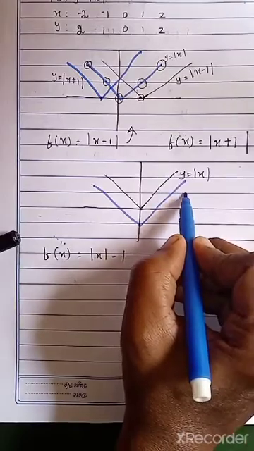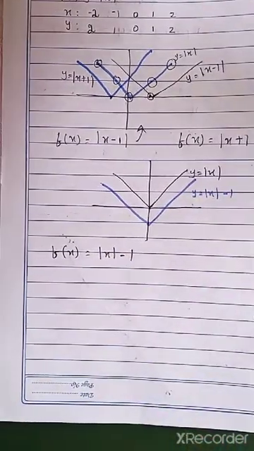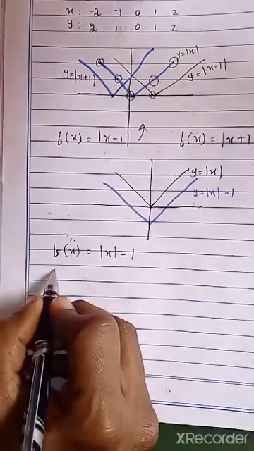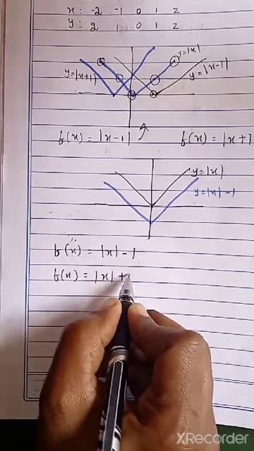This is what? y equal to mod x minus 1. Is that clear? Okay, one more example: f of x equal to mod x plus 1.